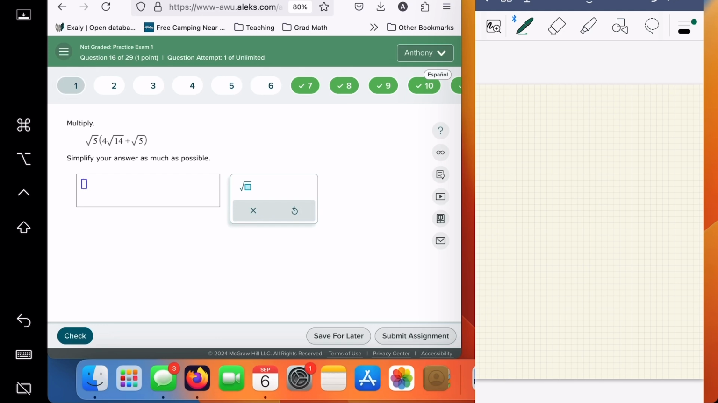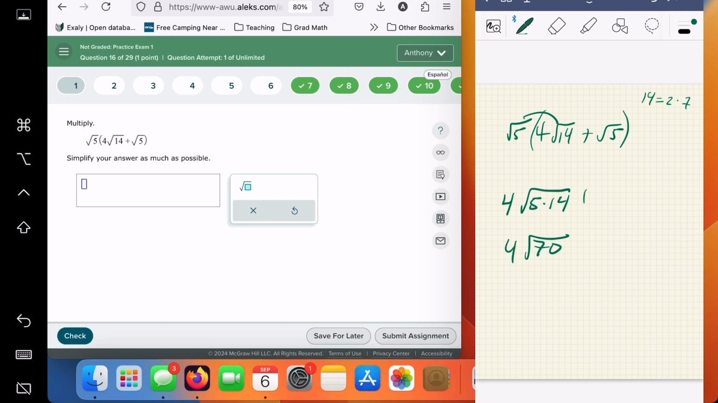Right, multiply this out. So we have root 5 for root 14 plus root 5. Okay, so 14 is 2 times 7, so there's not a copy of 5 there. And so in fact, when I multiply this, the 4 stays in front. And underneath the square root, I'm going to do 5 times 14. And it turns out that's 70. So I have 4 root 70 plus.